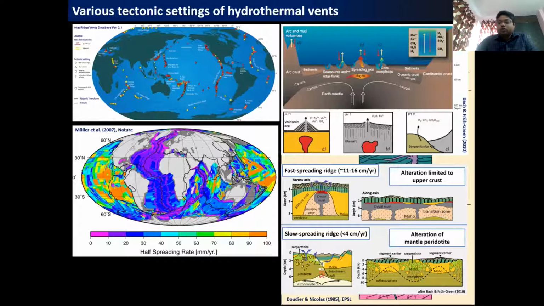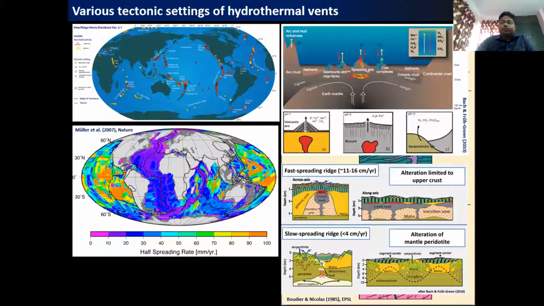Now, in the case of slow spreading ridges, where the spreading rate is less than 4 centimeters per year, the water gets enough time to penetrate through the oceanic lithosphere, and it goes up to the upper mantle section, and it alters your peridotite rock, which is composed of olivine and pyroxene. And so the most favorable environment for the serpentinization reaction on this whole planet is your slow spreading mid-oceanic ridges.